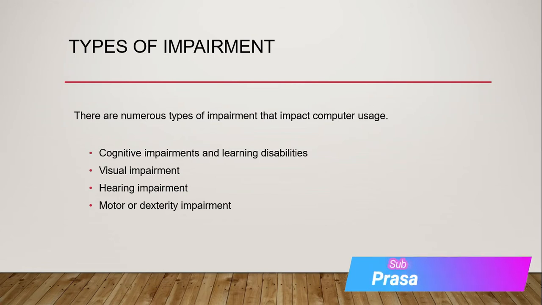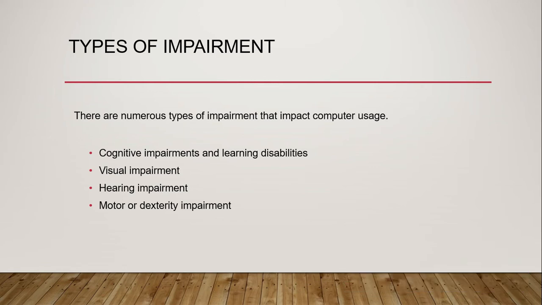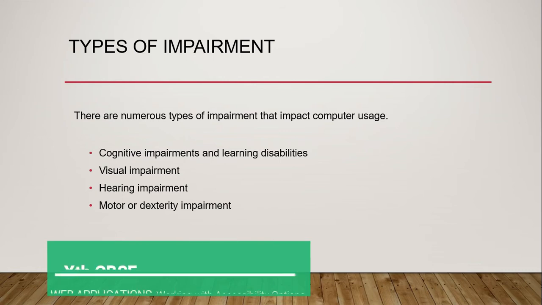The second one is visual impairment. Visual impairment means their vision is not good. Some have partially good vision, and some cannot see at all, which is called blindness. The other one is hearing impairment. In the sense, they cannot hear properly. They can see, their vision is good, but they are deaf. They cannot listen properly or completely. That is nothing but hearing impairment.